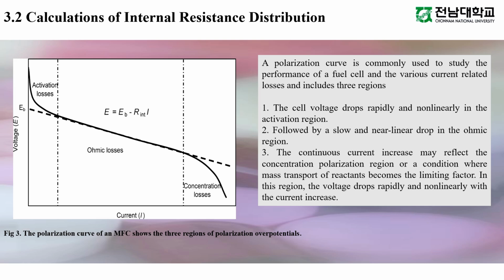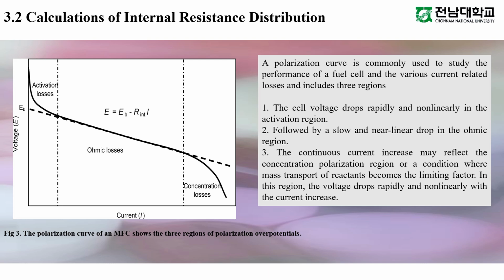2. Followed by a slow and near-linear drop in the ohmic region. 3. The continuous current increase may reflect the concentration polarization region, or a condition where mass transport of reactants becomes the limiting factor. In this region, the voltage drops rapidly and non-linearly with the current increase.